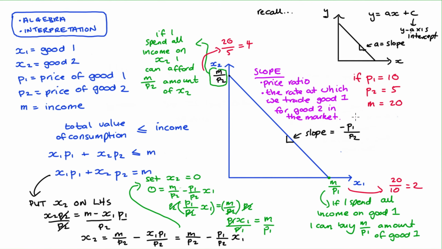So the price of good 1 was $10, right? And the price of good 2 was $5. Once we substitute these prices in, we can see the slope would be negative 10 over 5, which is negative 2. The interpretation of this is that if I buy one more of good 1, I spend $10 on that good, and I'm going to have to give up 2 units of good 2. And that's completely consistent with our prices being 10 and 5. And so that's what we mean when we say that the slope is the rate at which we can trade good 1 for good 2 in the marketplace.